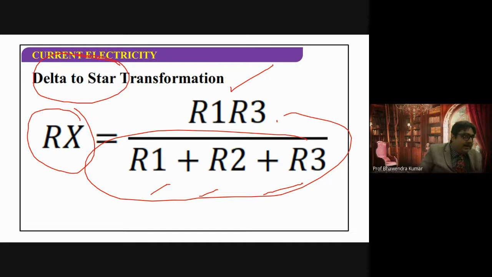Easy to remember. Whichever node we are talking about, the two resistances connected to it will be multiplied and kept in the numerator, and all the three resistances will be added and kept in the denominator.